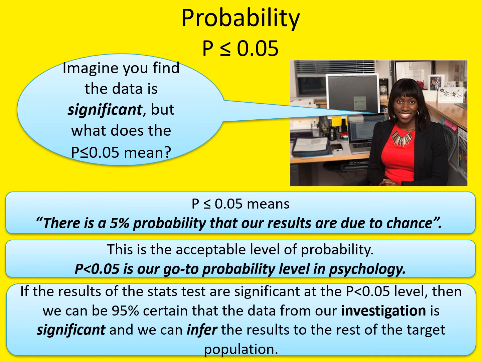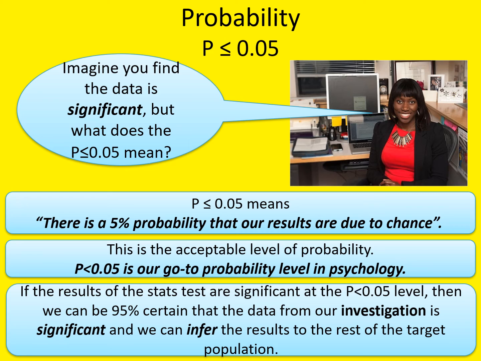So I mentioned there about probability and that our go-to probability level is p is less than 0.05 or p is less than or equal to 0.05. And this lady here is called Carol. She's dead clever. She's a statistician and she likes to explain about probability. So Carol, take it away. She's saying, imagine you find the data is significant, which is what we have found. But what does the 0.05 mean?